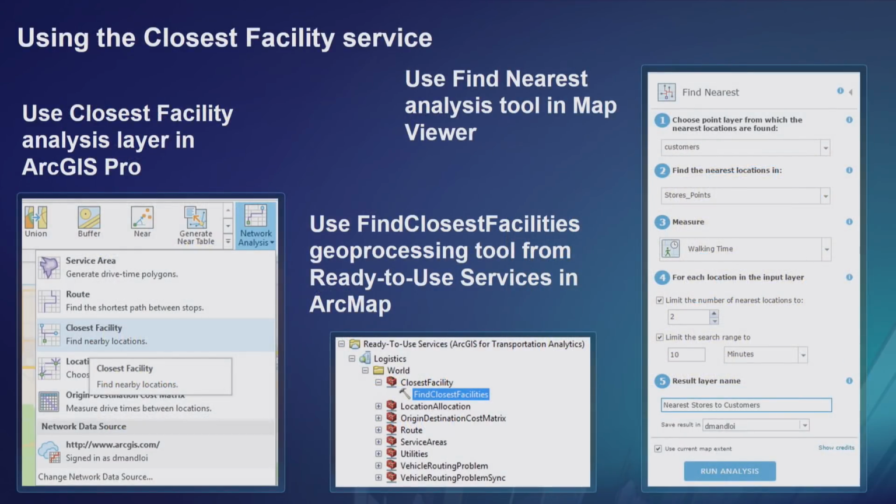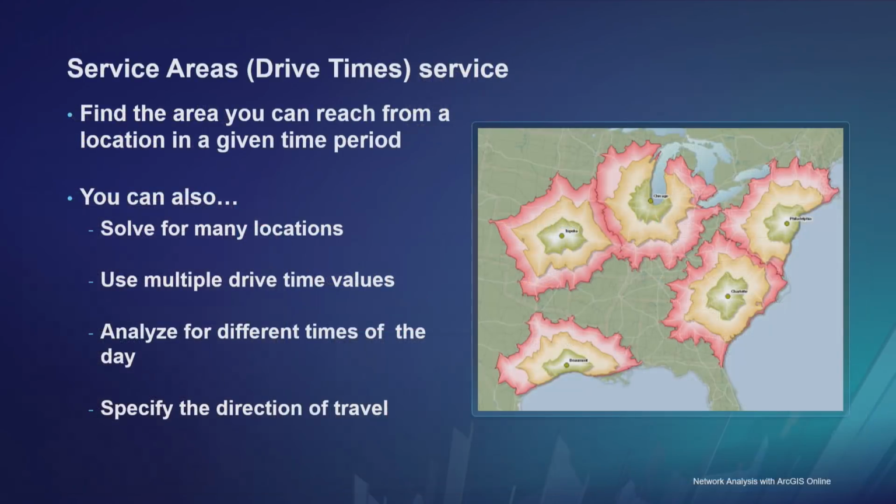Using the closest facility service in Pro, it's called closest facility from the network analysis ribbon. From the ready-to-use services, it's called find closest facilities in both ArcMap and Pro. And from the map viewer, it's called find nearest. All the parameters are essentially the same, where you can limit the number of things to find and the total distance out or time out to search. It also generates directions if you need the driving directions for them.